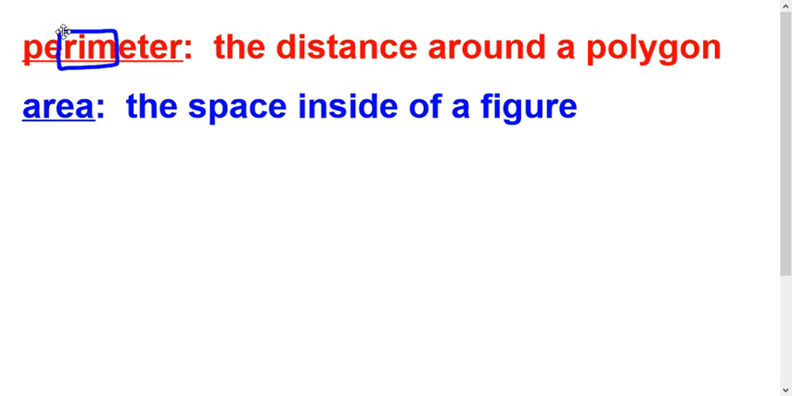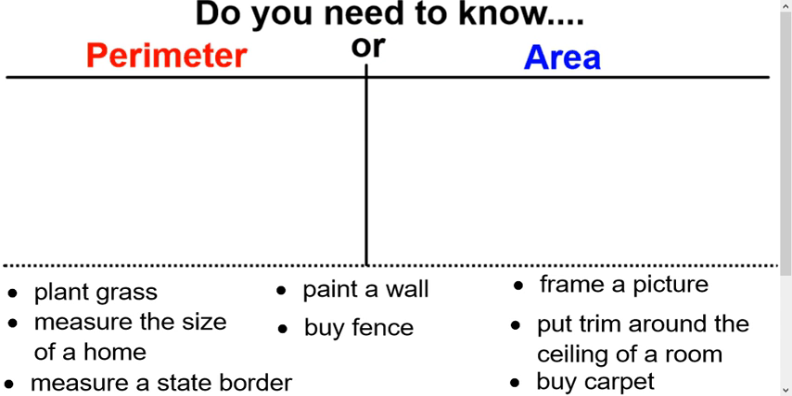So let's look at some examples of times that we might use area and perimeter. So here are some examples of times that we might need to know area or perimeter. So let's see if we can figure out which ones are which. So remember, perimeter is when we want to go around something. Area is when we want to cover something.